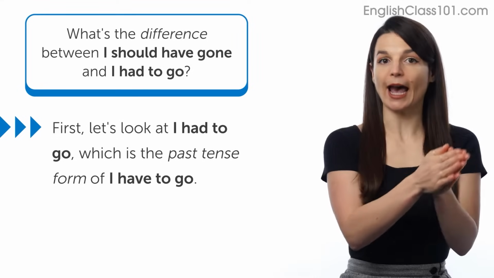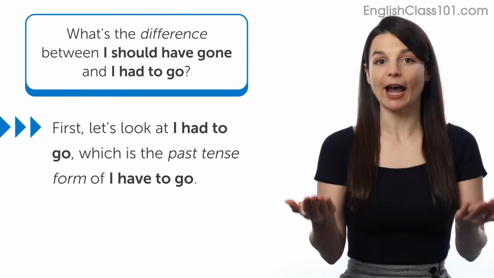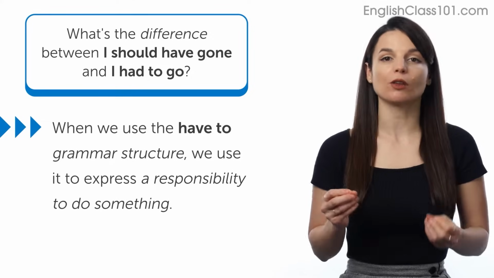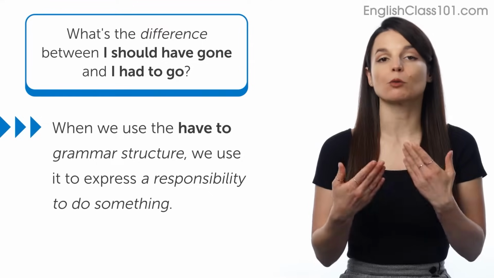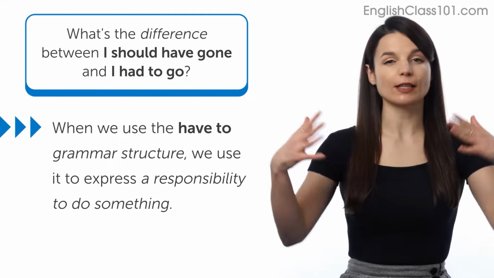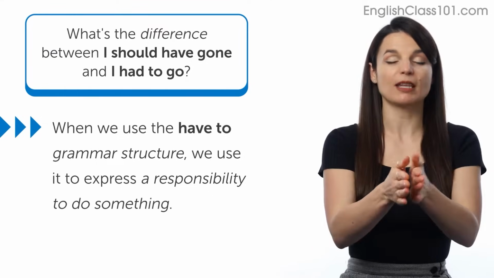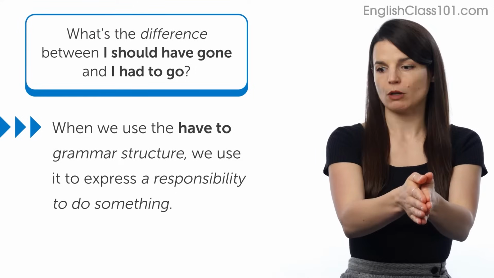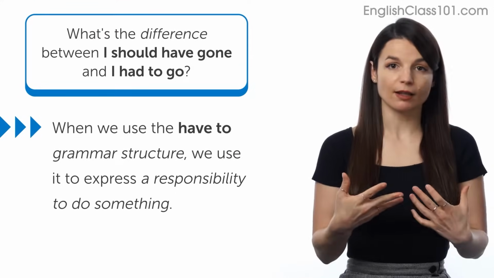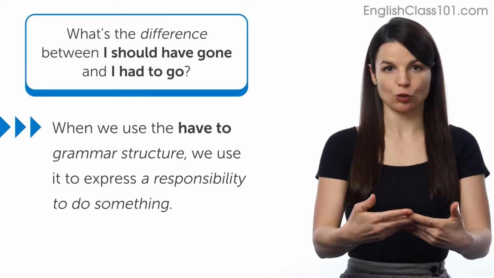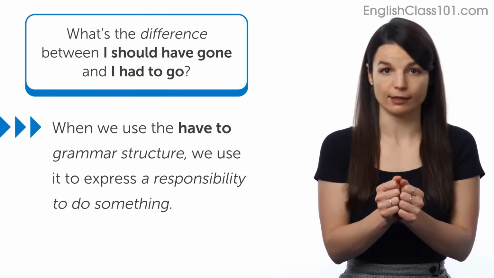So I had to go is the past tense form of I have to go, right? So when we use the have to grammar structure, we use it to express a responsibility, right? We have some outside responsibility and we have to do that thing because if we do not do that thing, we might get in trouble or cause a problem for someone else. Basically, the feeling with have to is there is a responsibility to do something, to participate in something.